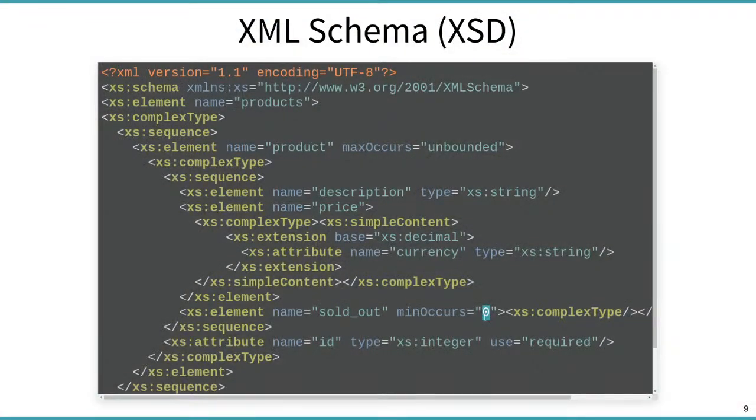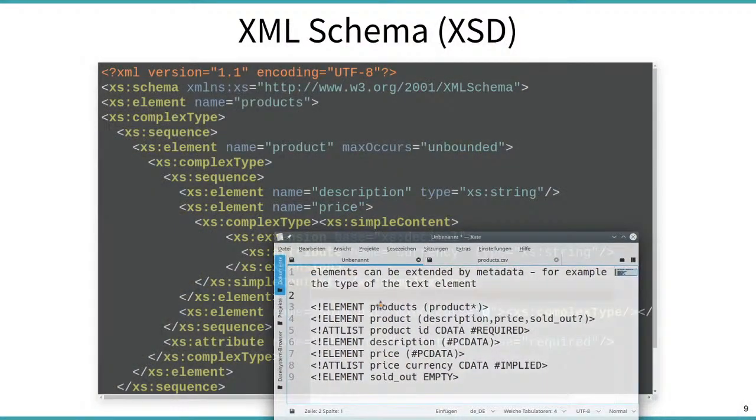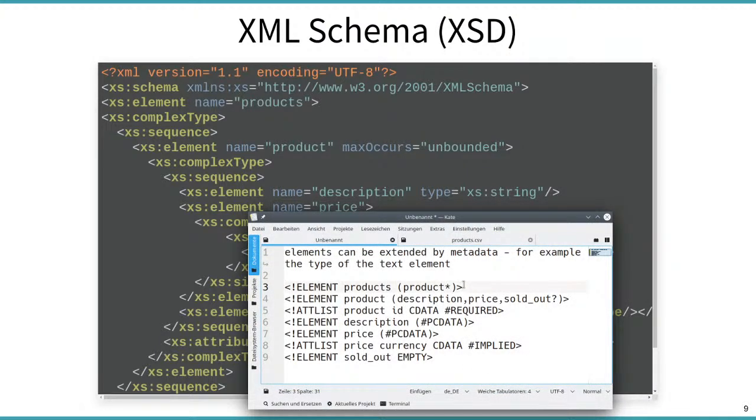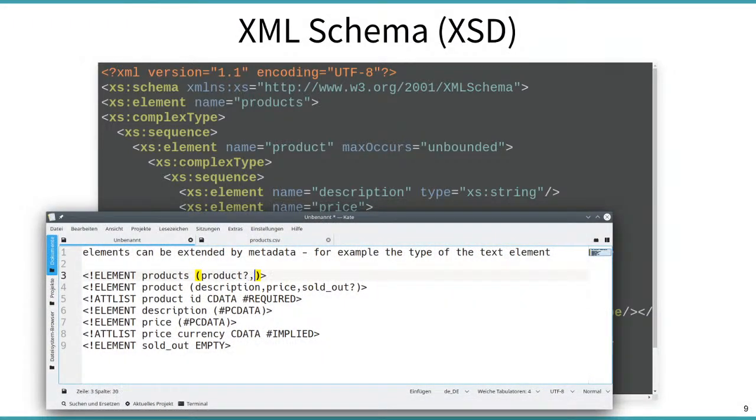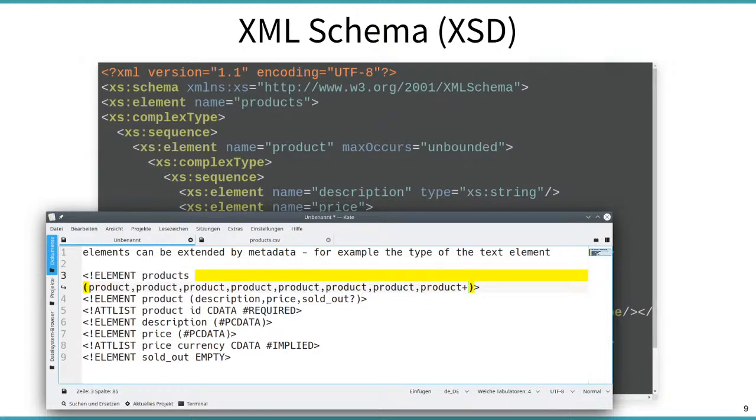Okay, in a DTD, let's say we have an element products, and we would say minimum 7 product elements would need to be here. There's a trick: product 2, 4, 6, 7, and the 7th one is with a plus, so optionally more.